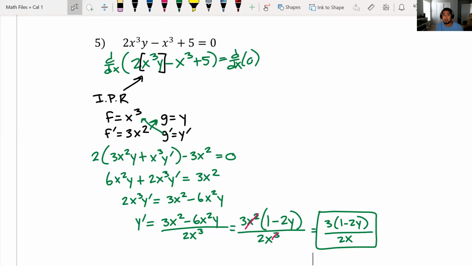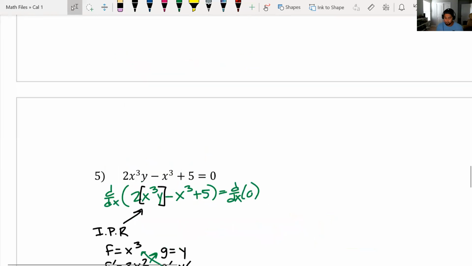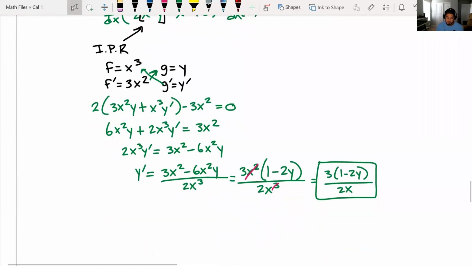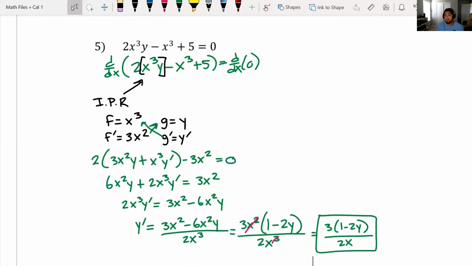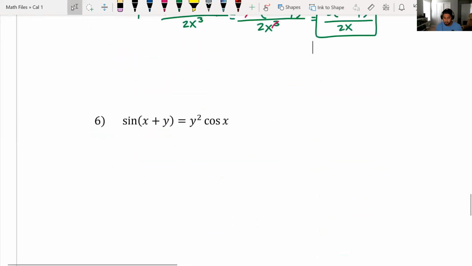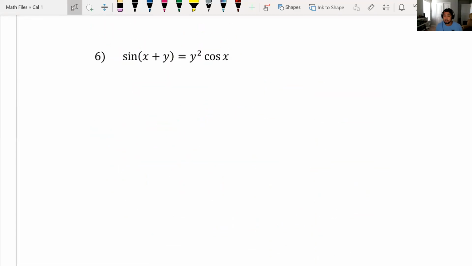Very easy to make a mistake, trust me. And if you want, you can even save that derivative to save you time if you ever see x cubed y again. All right, so up to you. I won't make it fancy this time. All right, 6.